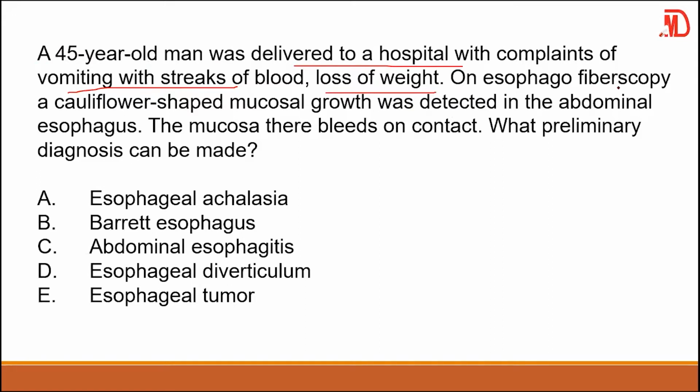Esophageal fibroscopy revealed what? A cauliflower-shaped mucosal growth, which was detected in the abdominal esophagus. So whatever it is, it's happening at the esophagus. Now, when we talk about a cauliflower shape, just like when you have a tumor in the uterus, they can describe it as a cauliflower appearance. This cauliflower appearance is an indication for a tumor.